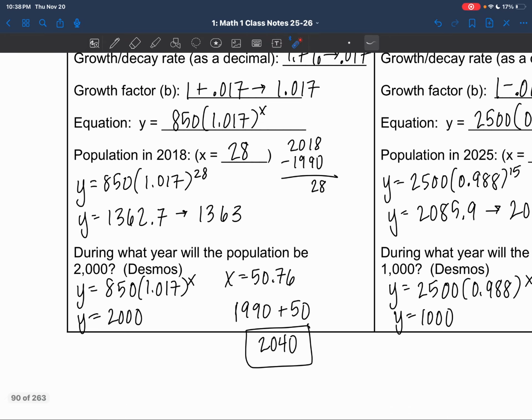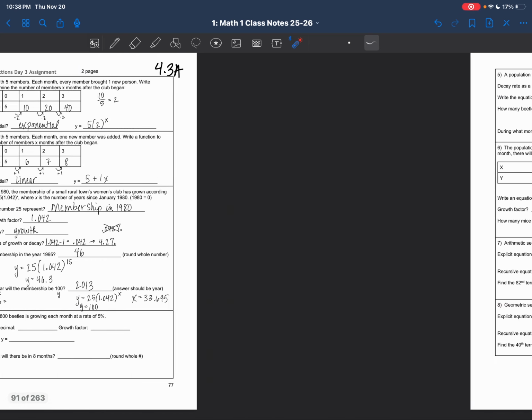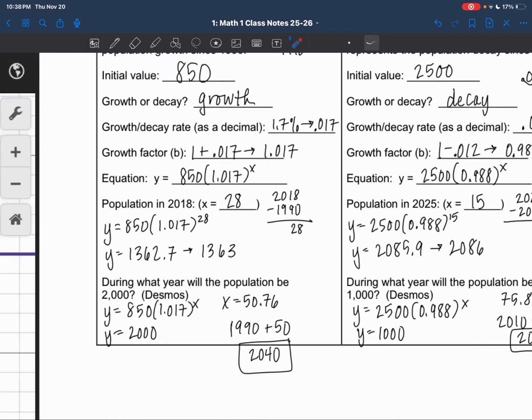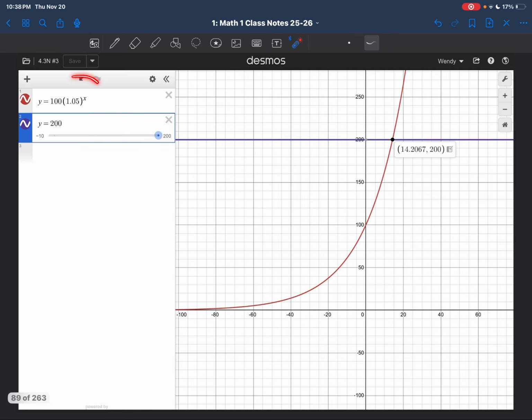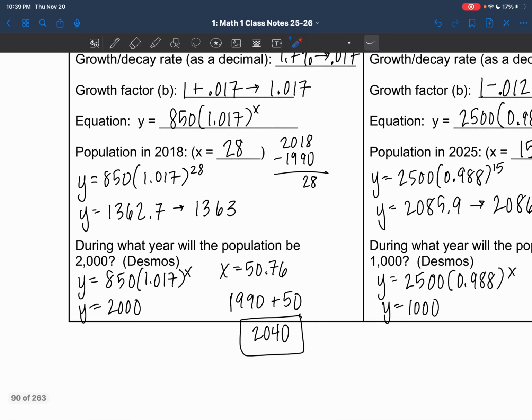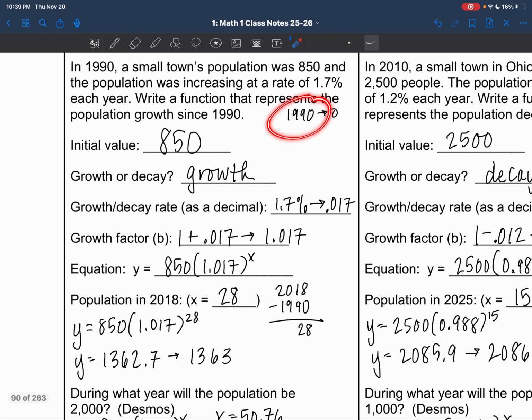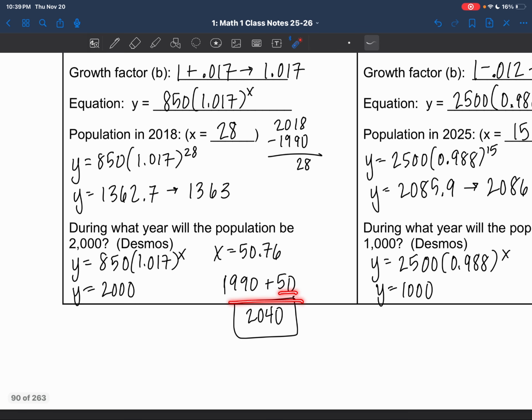And then it says, during what year will the population be 2,000? I didn't do it on Desmos this time. So you're going to do the same thing we did here, where you're going to write an equation, and then you're going to write the second equation and look for where they intersect. So in this case, you're going to write this equation, then you'll write this equation, and where they intersect is at 50.76. So it's the 50 years. We haven't gotten to the next year yet, so we're going to use 50. So you're going to take your original year of 1990, and you're going to add 50 to it to be 2040.